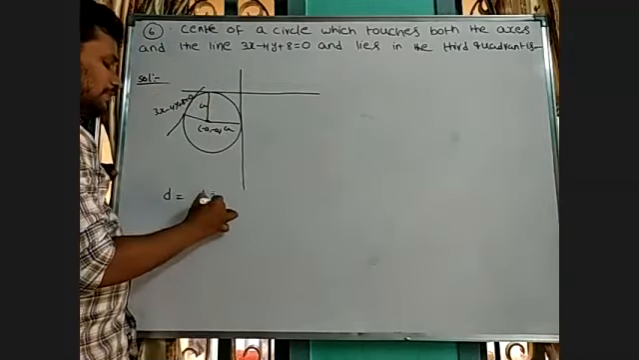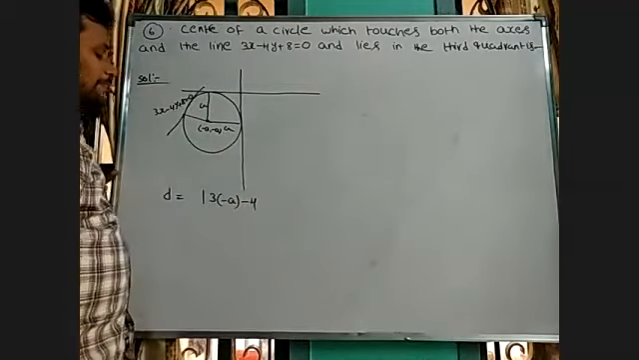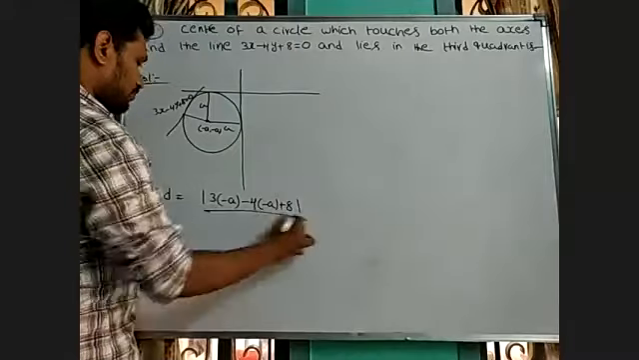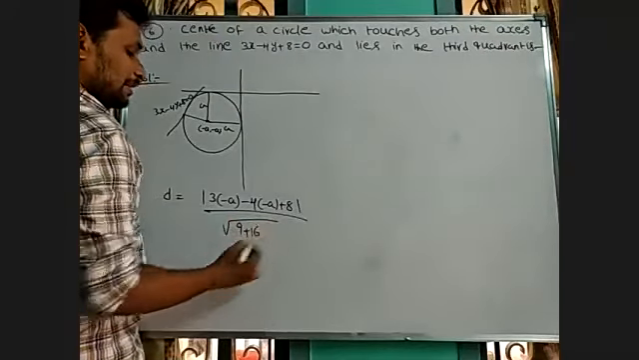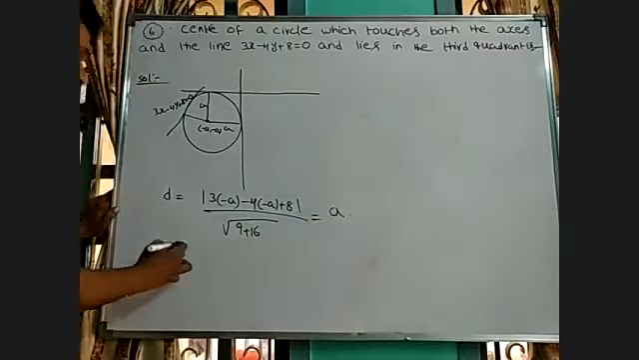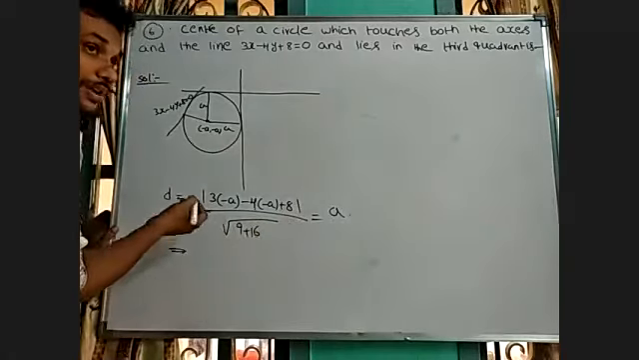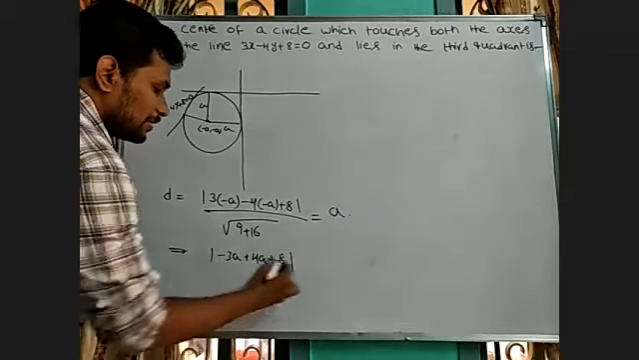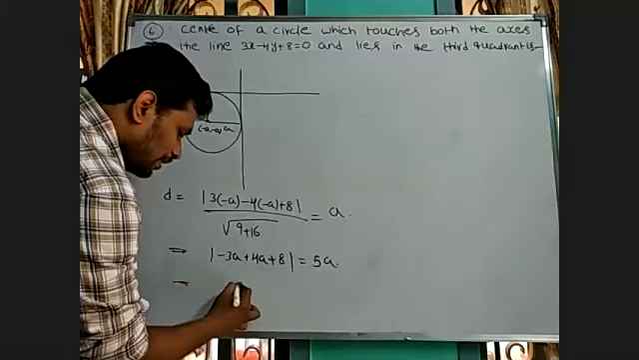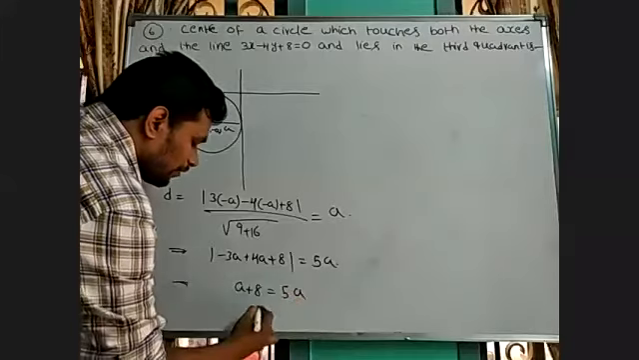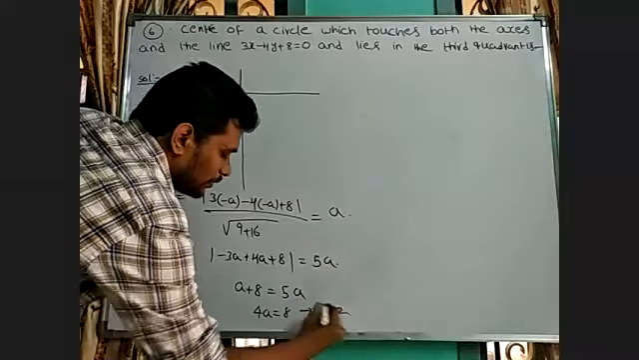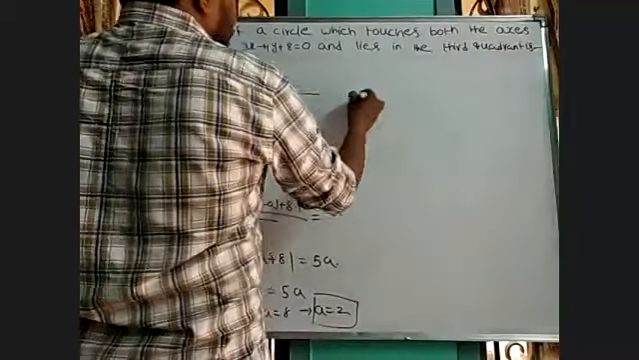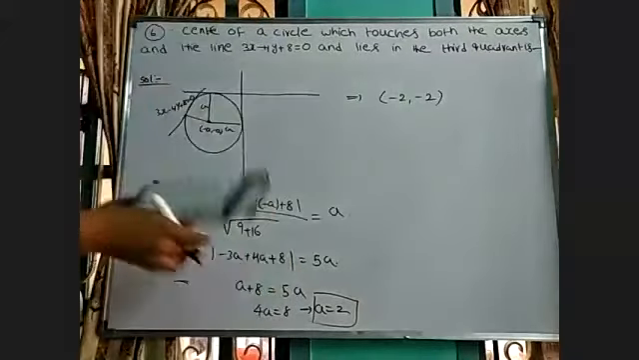Okay. From this, if you substitute: 3 times minus a minus 4 times minus a plus 8 by root over 3 square 9 plus 16 equals to R value, which is a. R value is a and d is equal to r. That's why I am writing like this. From this, minus 3a plus 4a plus 8 is equal to 5a. 8 plus a is equal to 5a. 4a is equal to 8. a is equal to 2. a value is 2. Then center means (minus 2, minus 2). Okay, center is (minus 2, minus 2).